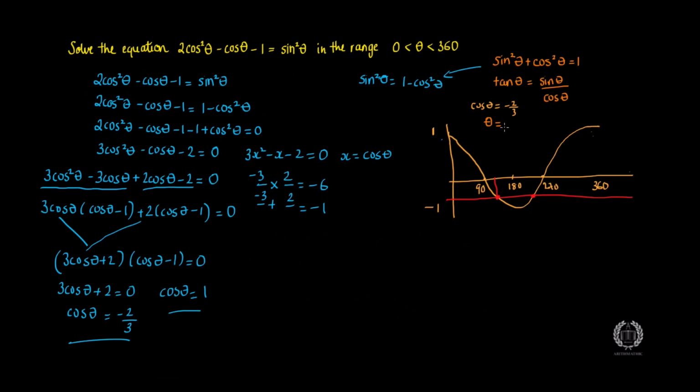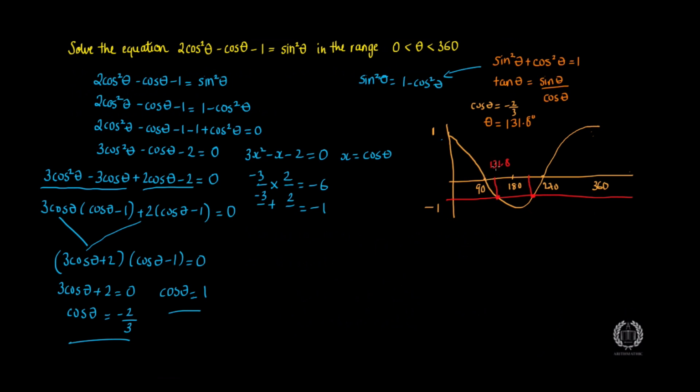Now we can find the first value of theta by doing inverse cos of minus 2 over 3. Let me just quickly check that. That should give you 131.8. That is my value for the first one. That's my first value. So this bit is going to be 131.8 degrees.